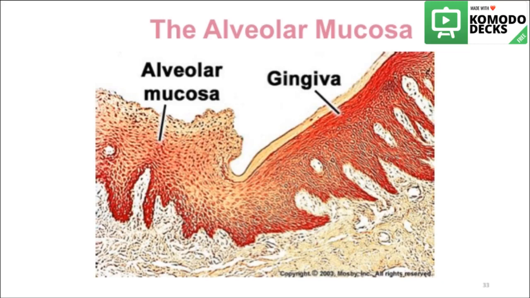Here's the linkage between the gingiva, which is keratinized epithelium, and the alveolar non-keratinized epithelium. This is the mucogingival groove.